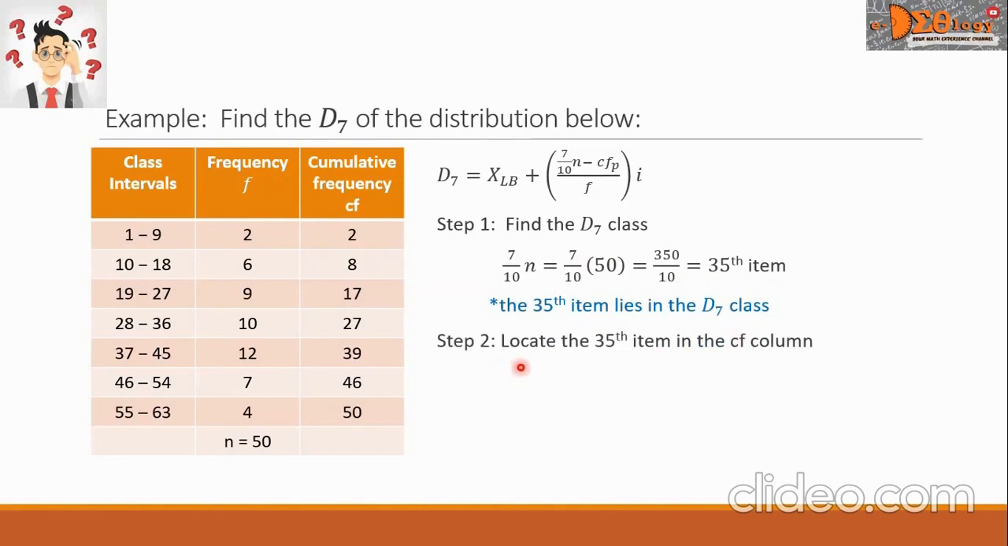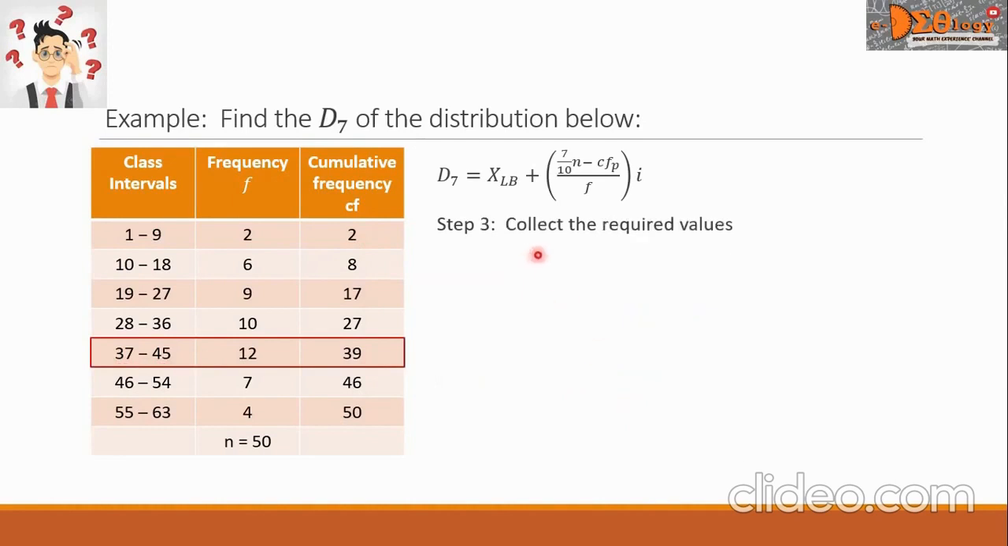Step 2, let us locate this 35th item in the Cf column. Take note that our numbers for the Cf column are increasing as we go down. Looking for the 35th item, it belongs in this class. So we say that the 37 to 45 is the 7th decile class.